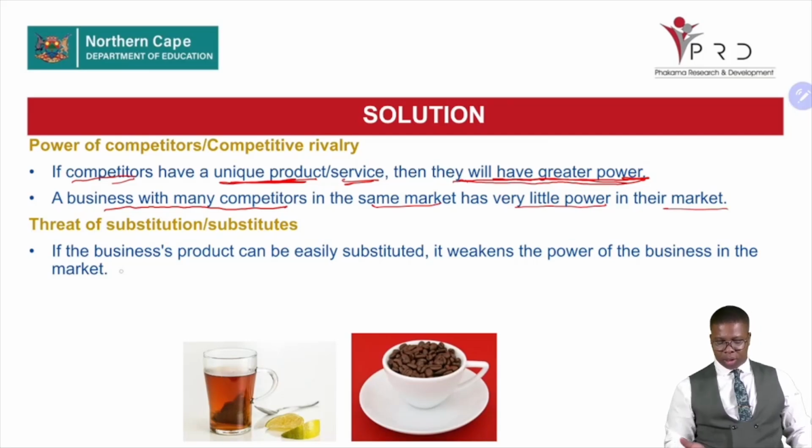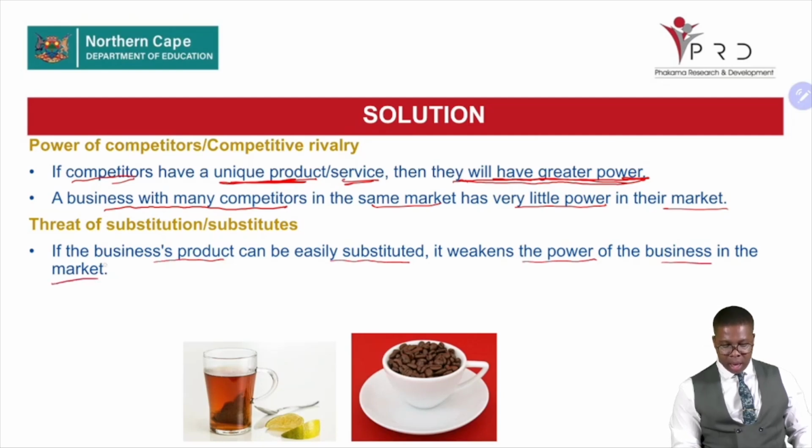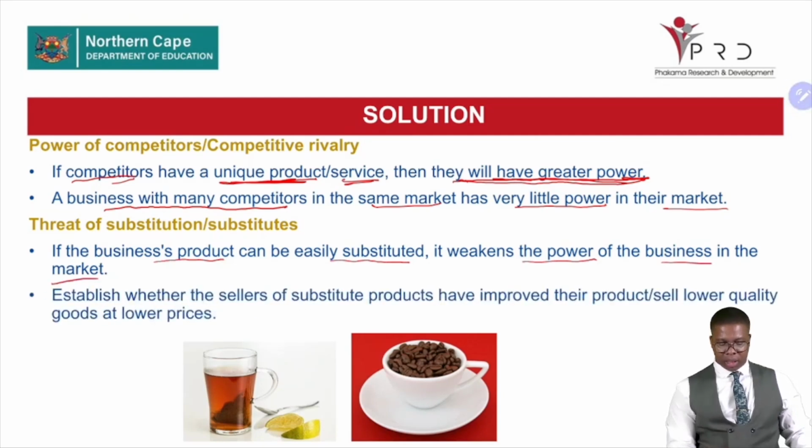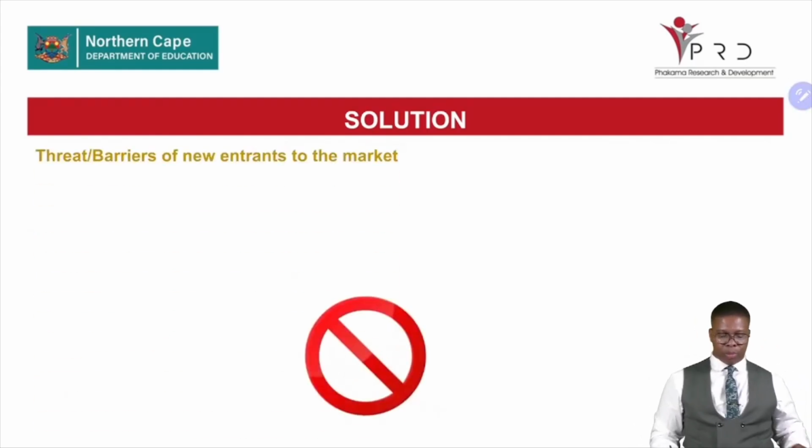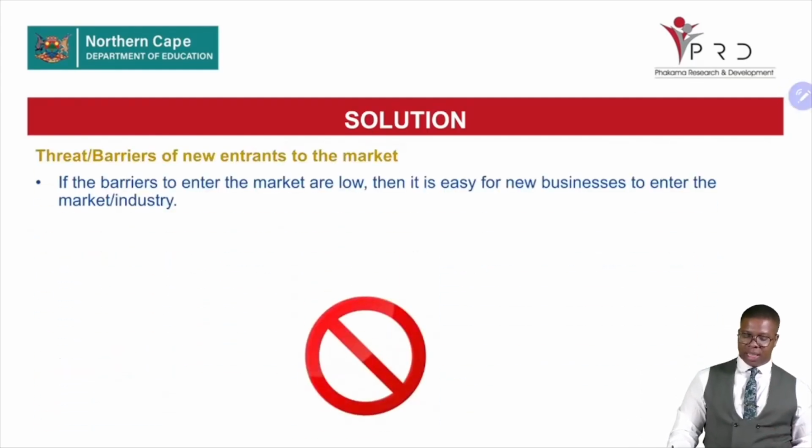Here we look into, for example, a substitution would be coffee and tea. They substitute one another. So if a business's products can be easily substituted, it weakens the power of the business in the market. And then another one is that the business should establish whether the sellers of a substitute product have improved their product or they sell lower quality goods at a lower price. Then as we proceed, we look into the threat of barriers of entrance into the market.